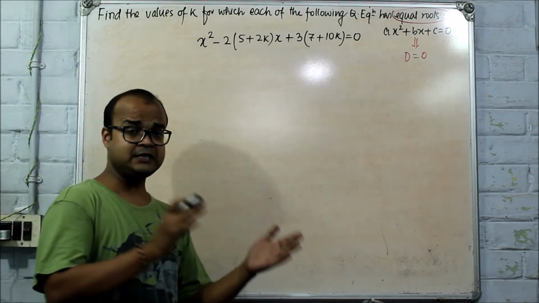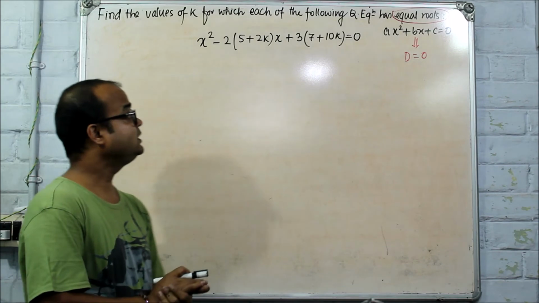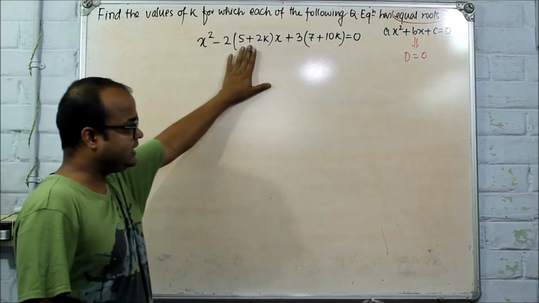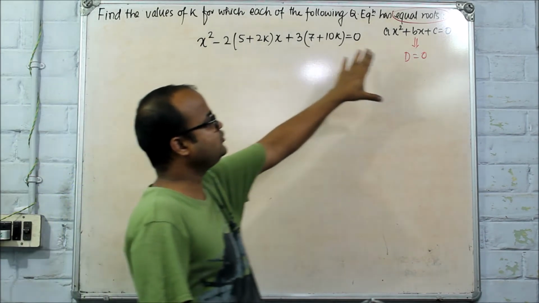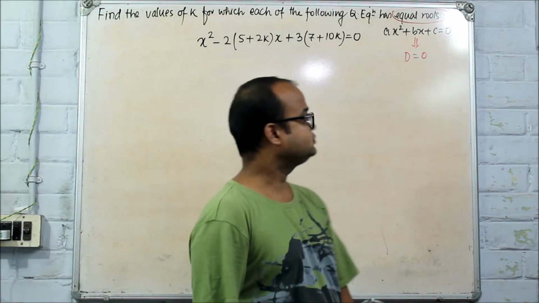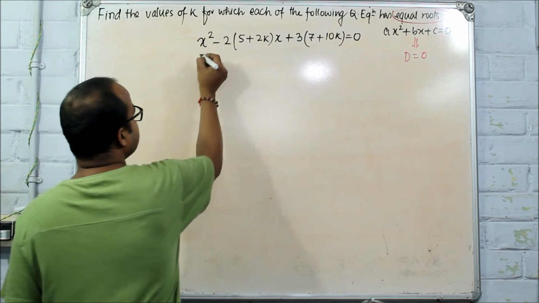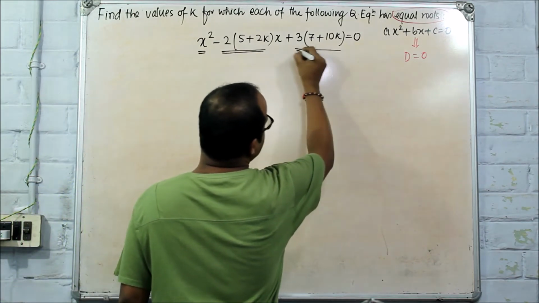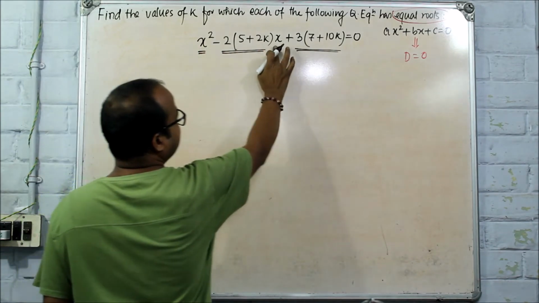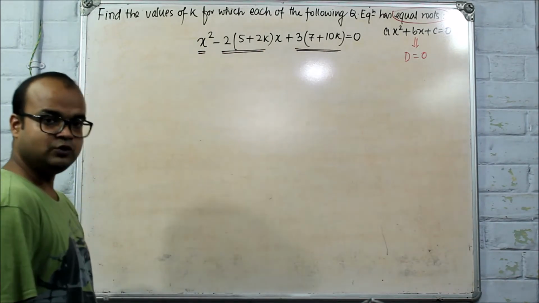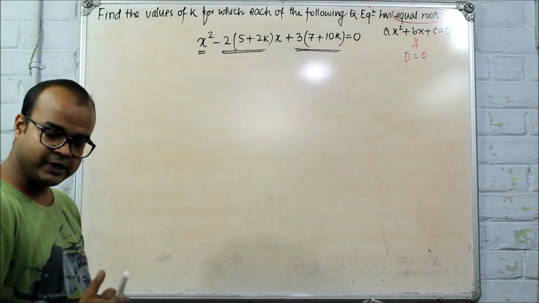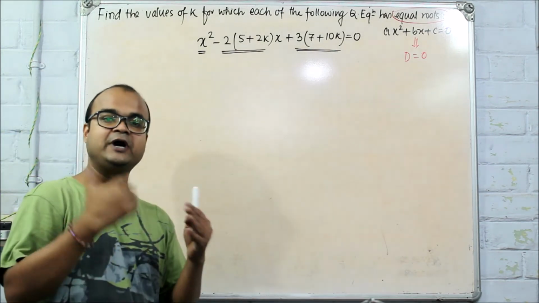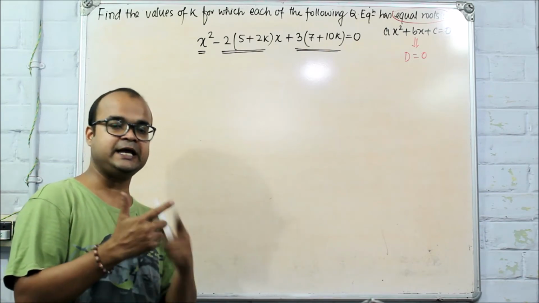It is the same as what we discussed in the last problem. In this equation we have to find out the values of k for which the quadratic equation has equal roots. Now see, this equation is already arranged in standard form: x square, x and constant. So first we need to compare with ax square plus bx plus c is equal to 0 to find out the values of a, b and c.